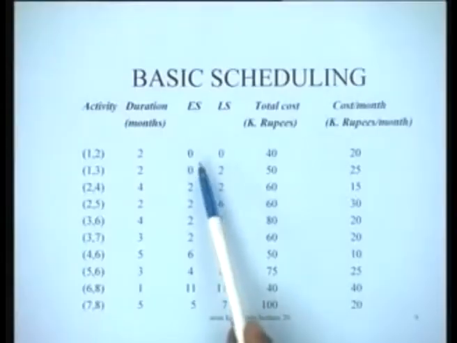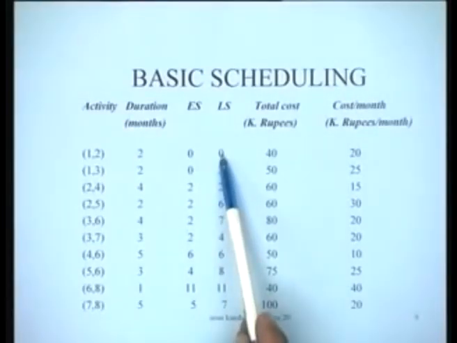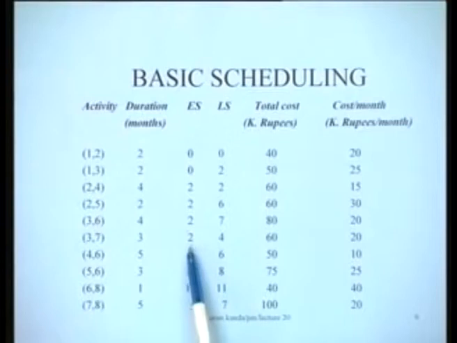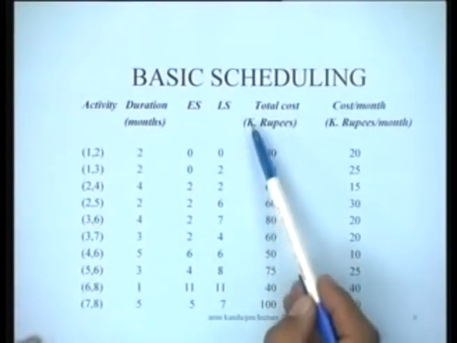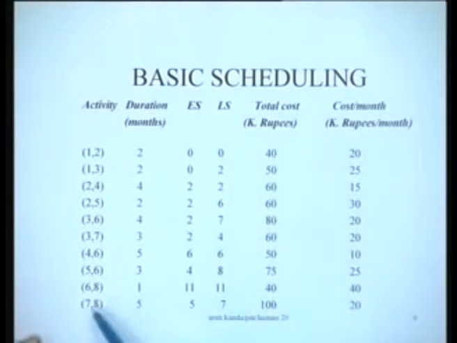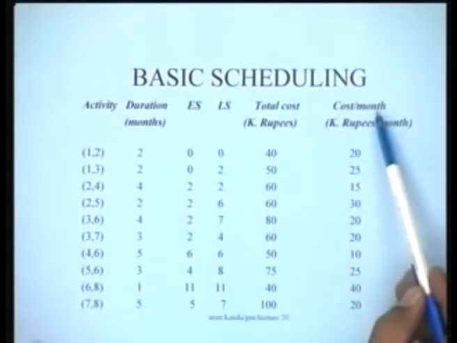We can make a table which would just, for each of the activities, list the duration in months, the early start of the activity, the late start of the activity. Obviously, when the early start is equal to the late start, it shows the activity is critical. For instance, 1-2 is a critical activity, and 2-4 is a critical activity, and similarly 4-6 is a critical activity, and 6-8 is a critical activity, as we just determined. And the total cost in thousands of rupees is known to us for each of these activities. So we just write it down. Then what we do is we compute the cost per month.